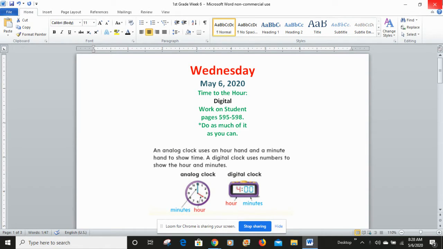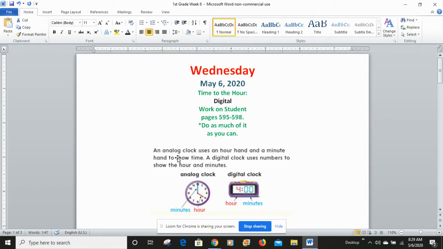If your parents have a cell phone, a lot of times it'll show the time on the face of the cell phone. That's a digital clock. Or if you have an alarm clock, or maybe a clock on a stove or a microwave. A lot of those clocks are digital. So what really is the difference between a digital and an analog?